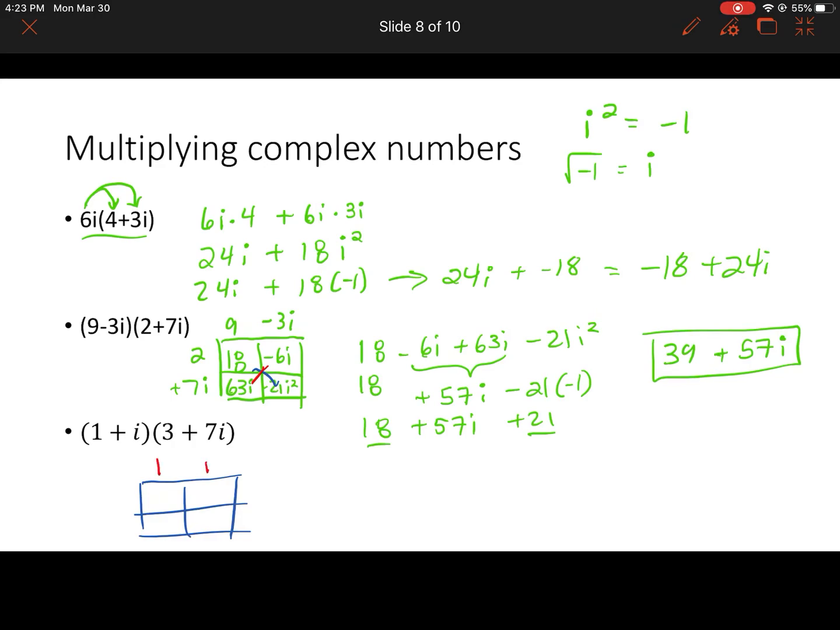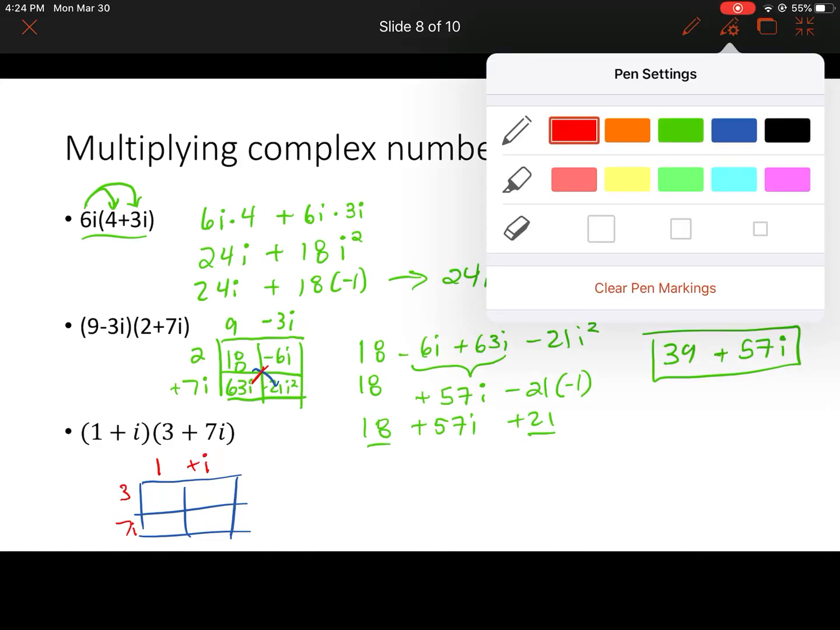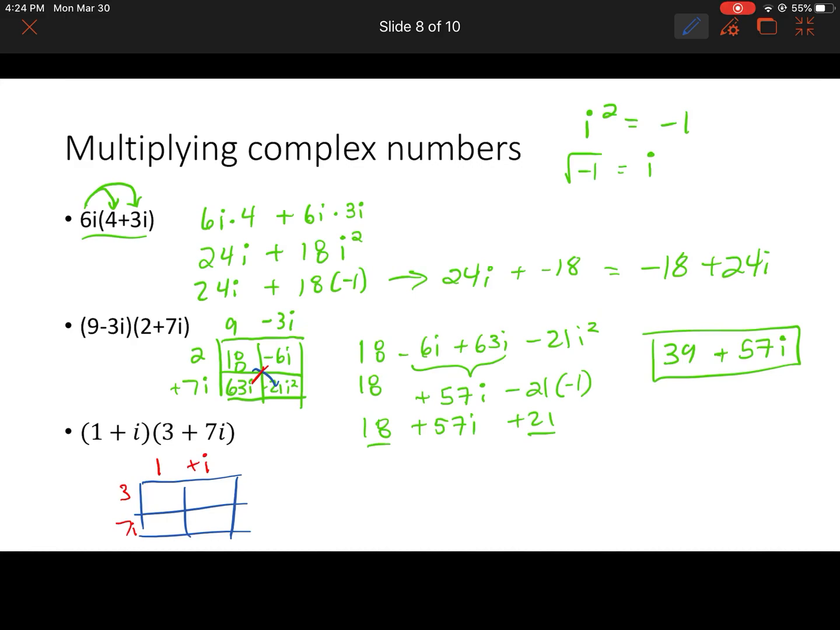So we have 1 plus i. Oh, and by the way, the order here doesn't really matter either. So I could write down 3 plus 7i up here on the top, or I can write down 1 plus i. It doesn't quite matter. Let me change back to blue. Okay, so 1 times 3 becomes 3. 3 times i becomes 3i. 1 times 7i becomes 7i. And 7i times i becomes 7i squared.